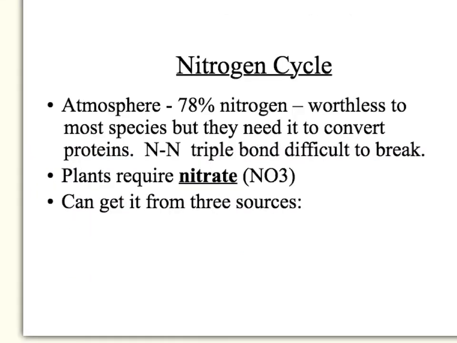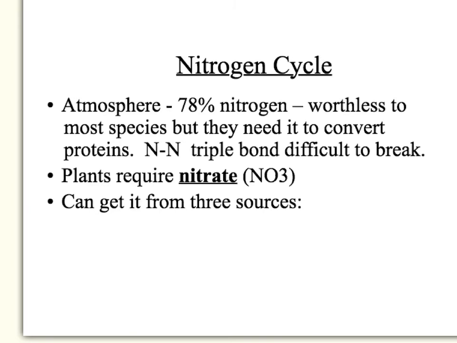So when we talk about the nitrogen cycle, we find that 78% of our atmosphere is actually made up of nitrogen, but it's worthless, or what I should say, unusable to most species. We need to be able to get that nitrogen converted in order to make amino acids, which then will make the proteins. But most of the atmospheric nitrogen we find as N2, which is 2 nitrogen atoms triple bonded to each other, which is very difficult to break. Now, plants require nitrate, which is NO3 negative, and so we need to be able to take that N2 and convert it into a usable form.